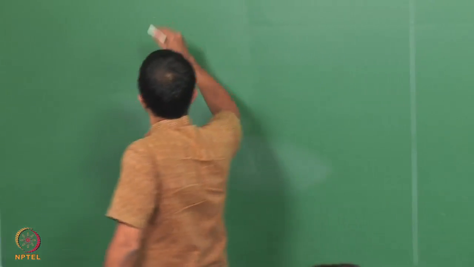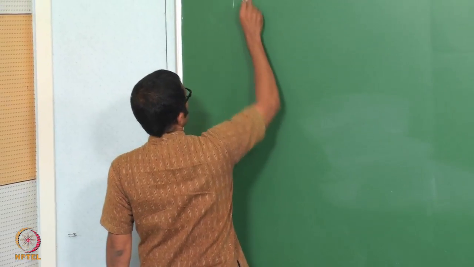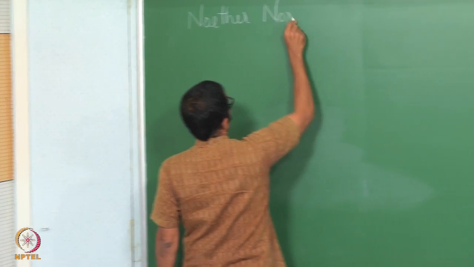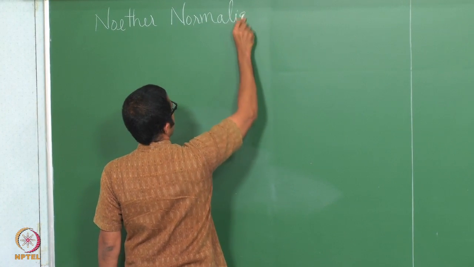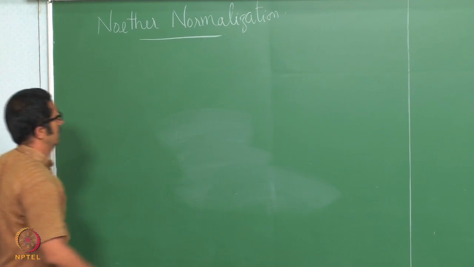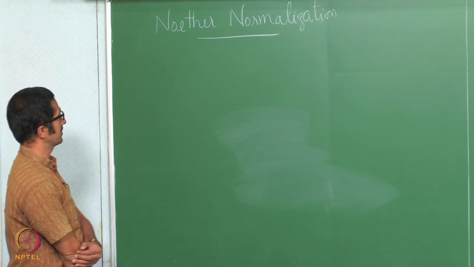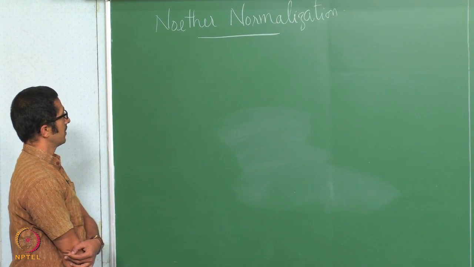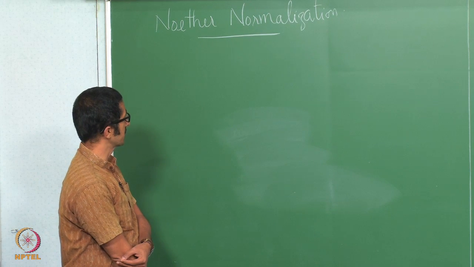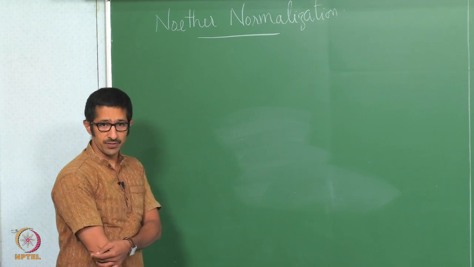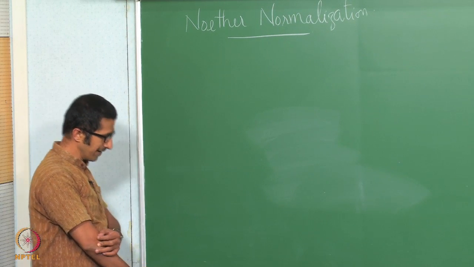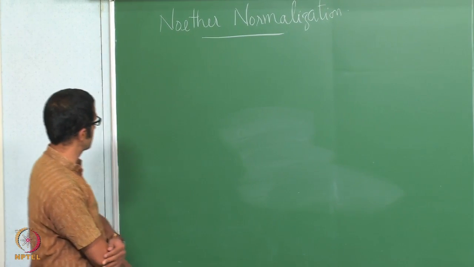So, let us do this Noether normalization. This is one result in commutative algebra which is quite important from the geometric point of view as well. Let me just vaguely explain the geometric situation.